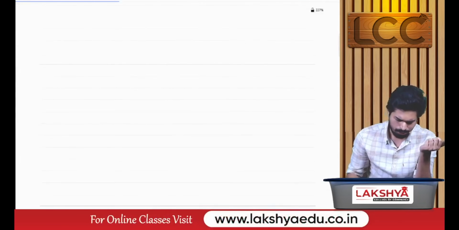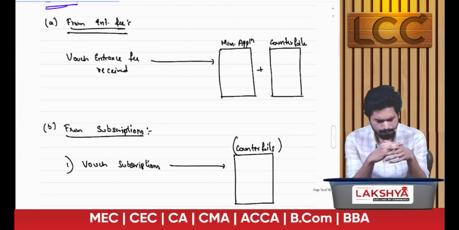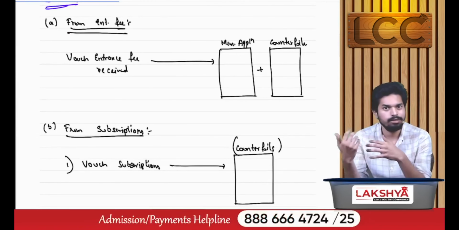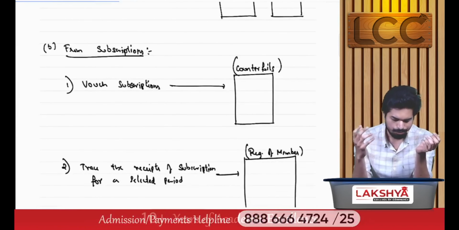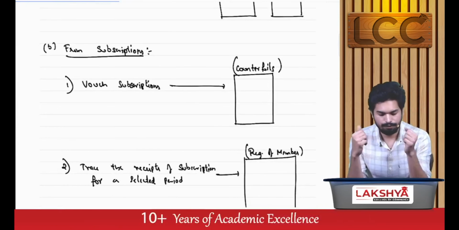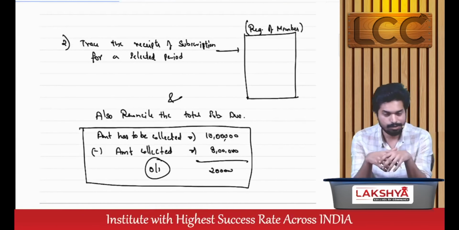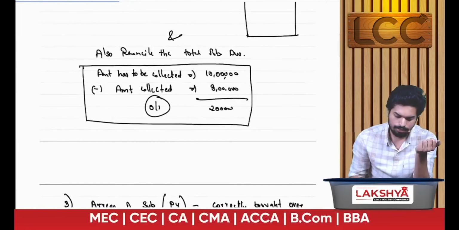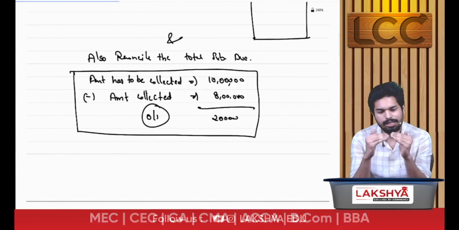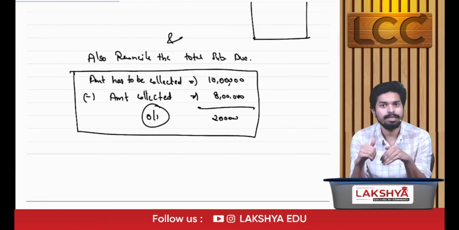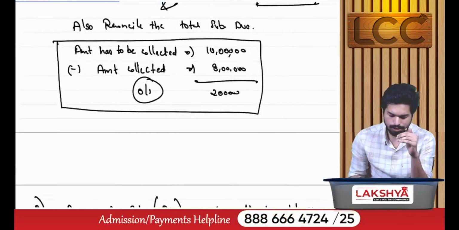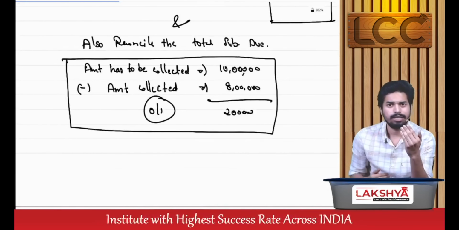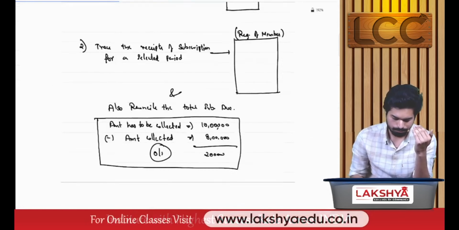Like the points may be, from entrance fee, vouch entrance fee received from the members' applications and the counterfoils, and vouch subscriptions with the counterfoils, and trace the receipts of subscriptions for a selected period with the register of members, and also reconcile the total subscription due, like the amount which has to be collected and the amount which has already been collected, which gives your outstanding total subscription due. Yes or no? So like this, we need to write few income points and expenditure points.